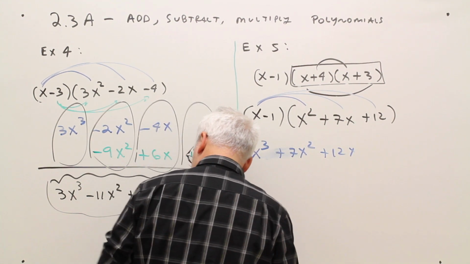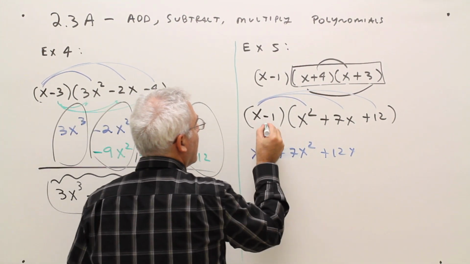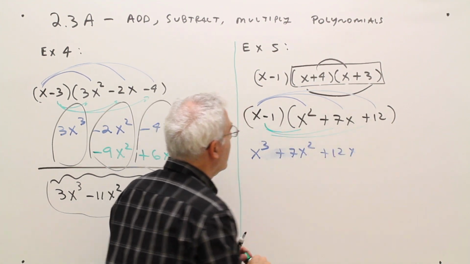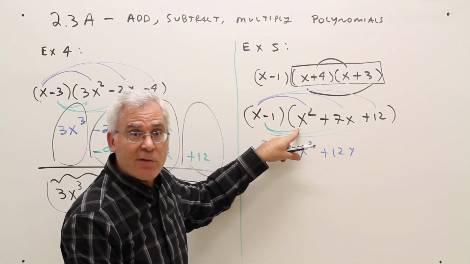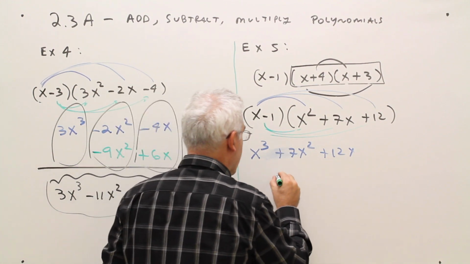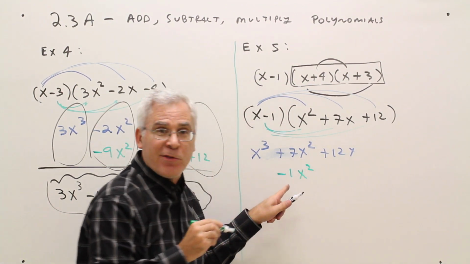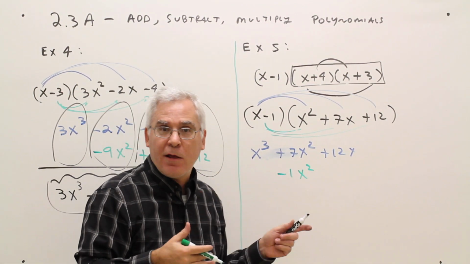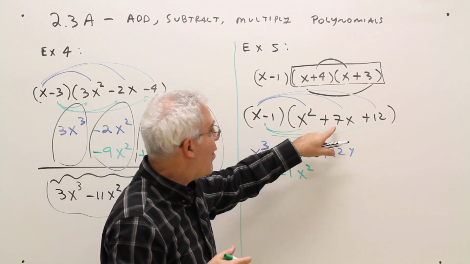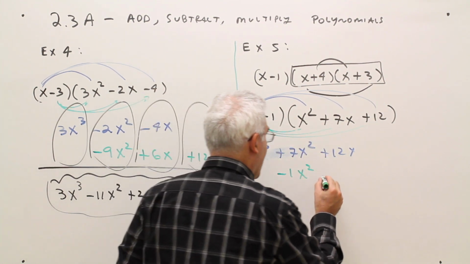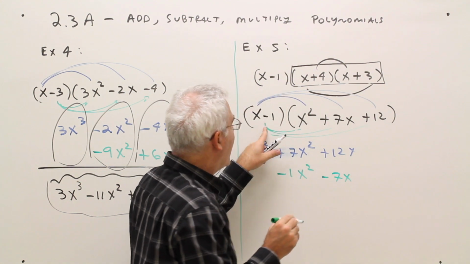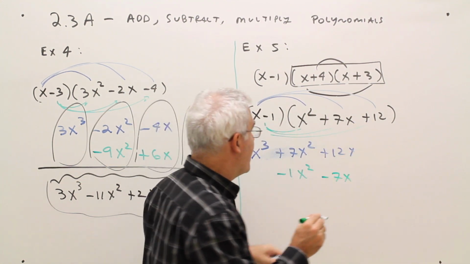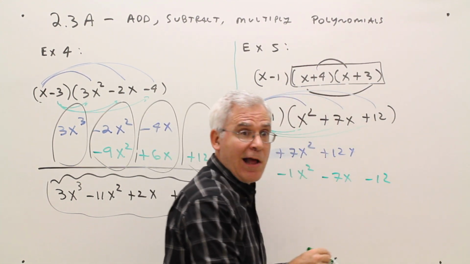I'll go green. Negative 1 times x squared is negative 1x squared. I do like to put the coefficient of 1. It just helps when I add like terms. Negative 1 times 7x is minus 7x. And then negative 1 times positive 12 is negative 12. Again, make a new column for him.